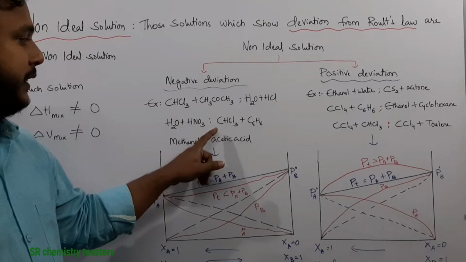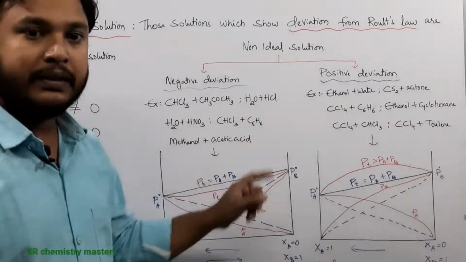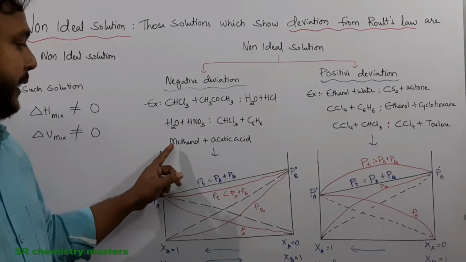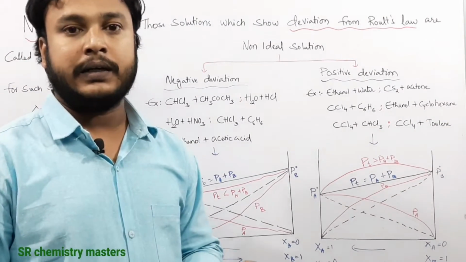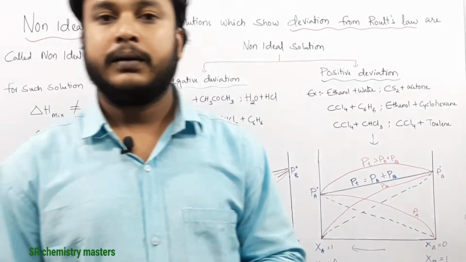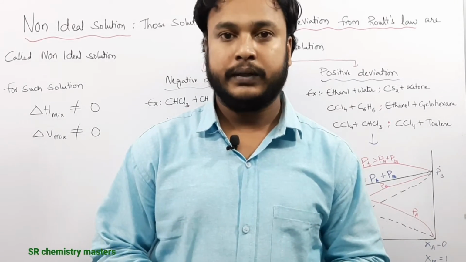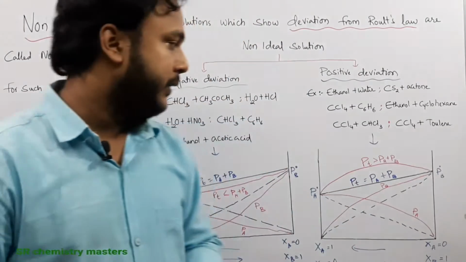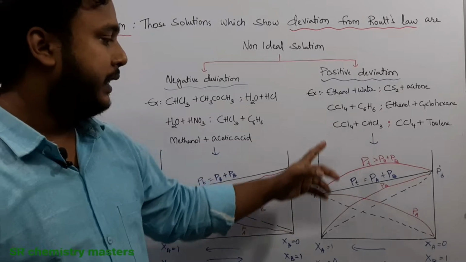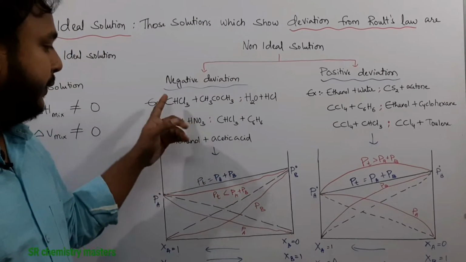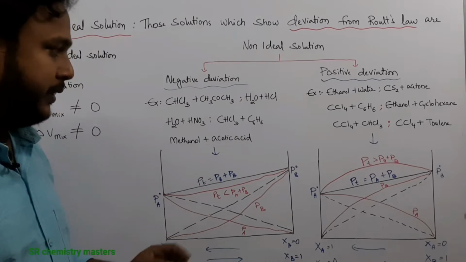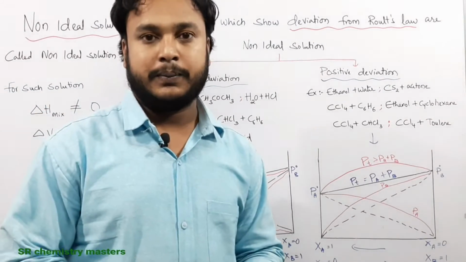The fourth example is chloroform in benzene. And the fifth example is methanol in acetic acid. These are all the examples for the non-ideal solutions exhibiting positive and negative deviations. Remember, when it comes to the positive deviation, the graph will be in this way, and when it comes to the negative deviation, the graph will be in this way, which we are going to explain now.